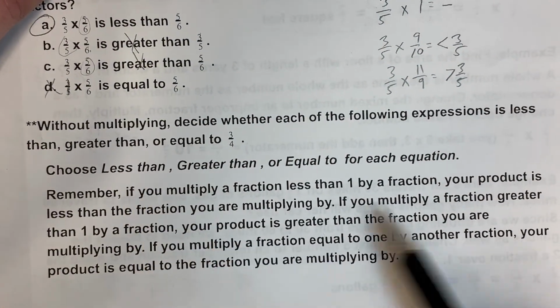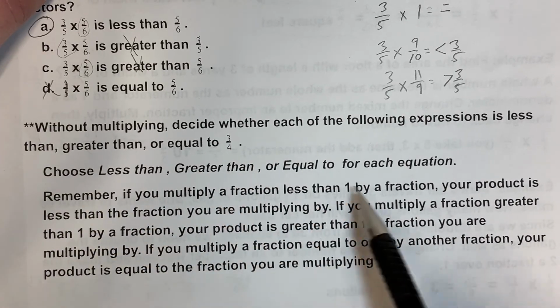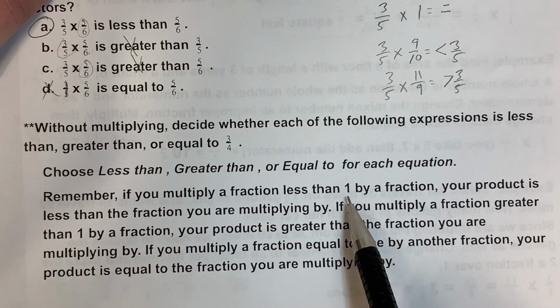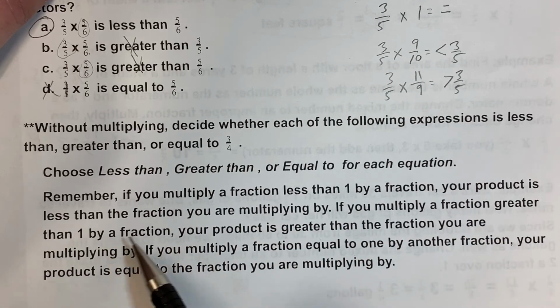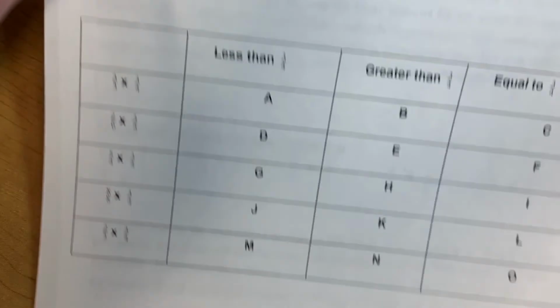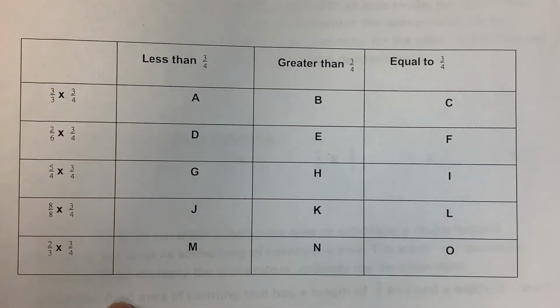So this is just helping you do the same thing down here. Choose less than, greater than, or equal to for the fractions. So if we know the fraction is less than 1, the product is less than the fraction you're multiplying by. So the same rules, it's just explained in words down there. So you guys can read over that. There are just more practice problems for these.